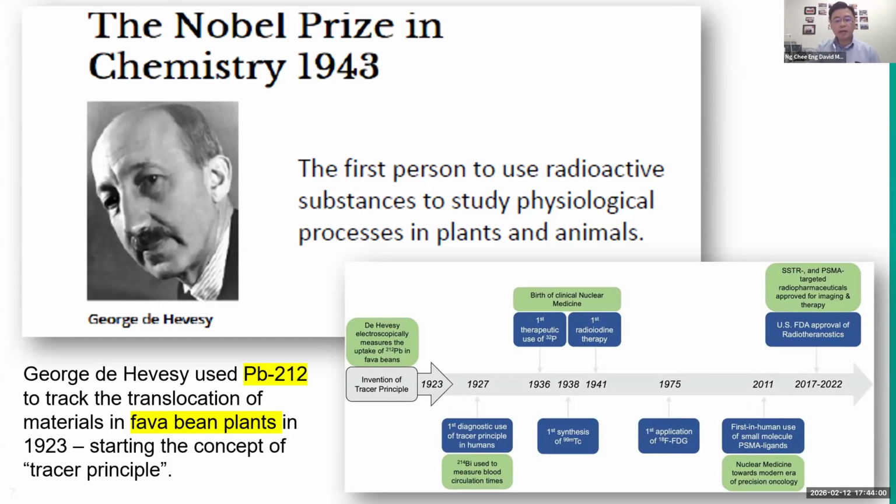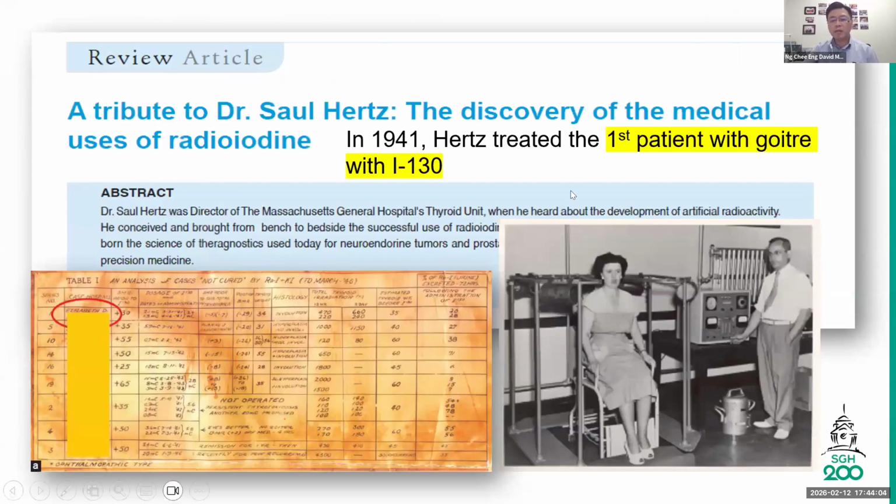And with that, a very important milestone in terms of nuclear medicine therapeutics and theranostics was Dr. Saul Hertz, who discovered the use of radioiodine. It started when he asked the president of MIT whether iodine could be made radioactive. That was in 1936. Subsequently, with the cyclotron making the iodine, Hertz treated the first patient with a thyroid goiter with iodine-130 in 1941, and that started a milestone in nuclear medicine therapeutics. It's very interesting that he did not use iodine-131, but a shorter half-life isotope, iodine-130.